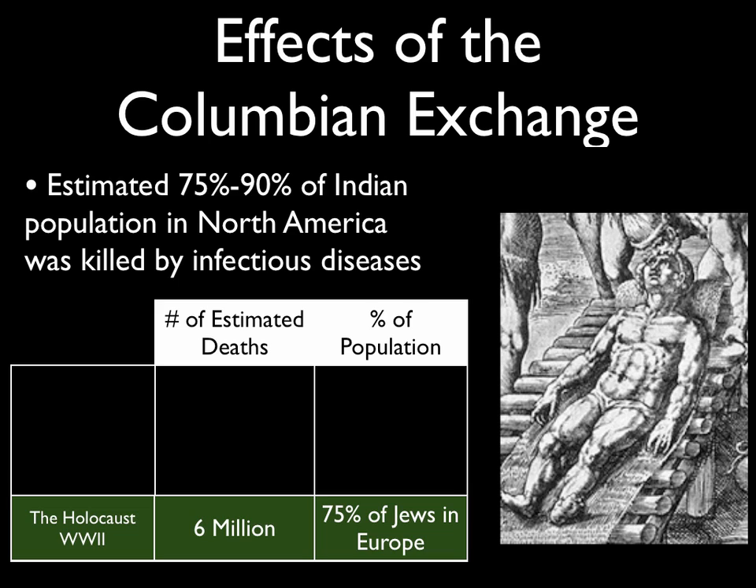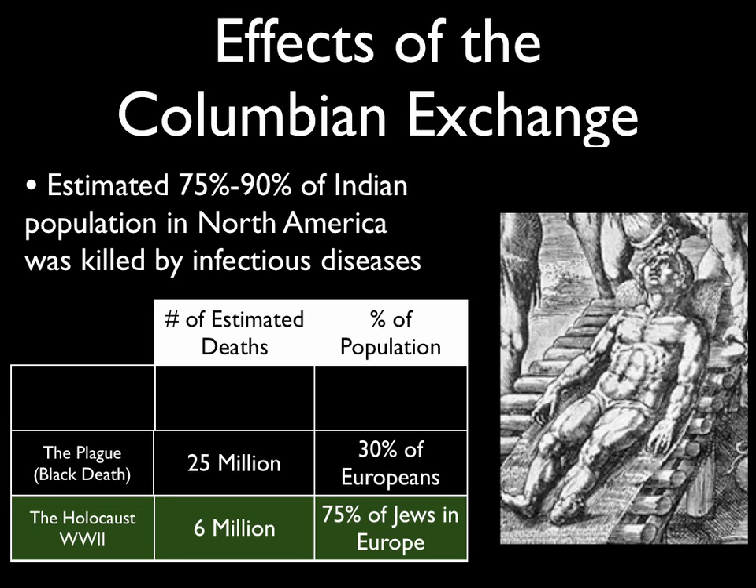In the Holocaust, an estimated 6 million Jews were killed. This was about 75% of the Jewish population in Europe. The bubonic plague, known as the Black Death, which swept through Europe in the 14th century, wiped out an estimated 25 million people, around 30% of the population of Europe.